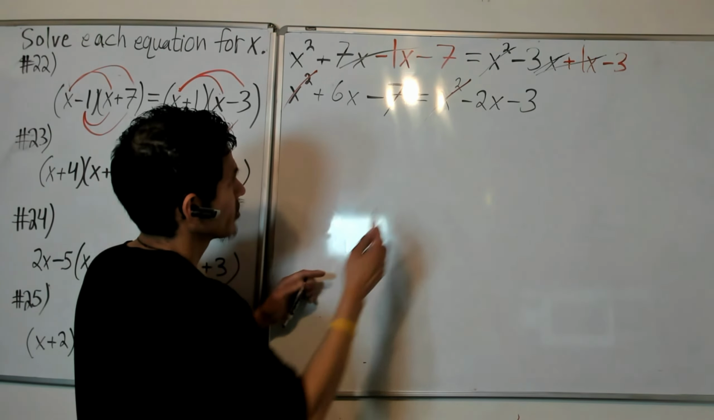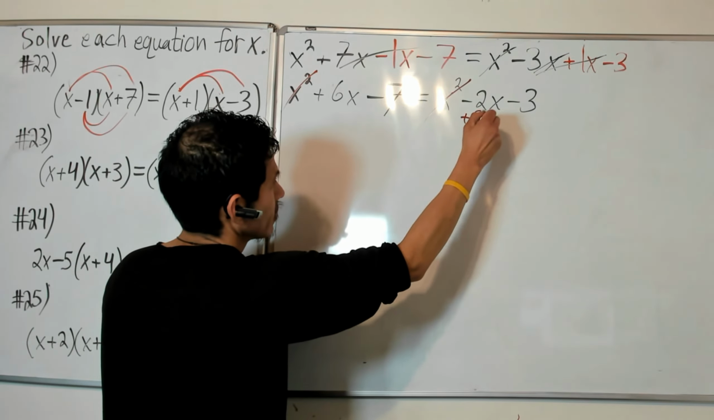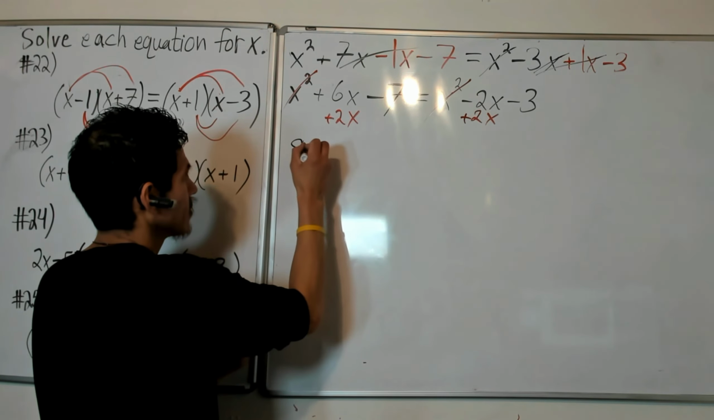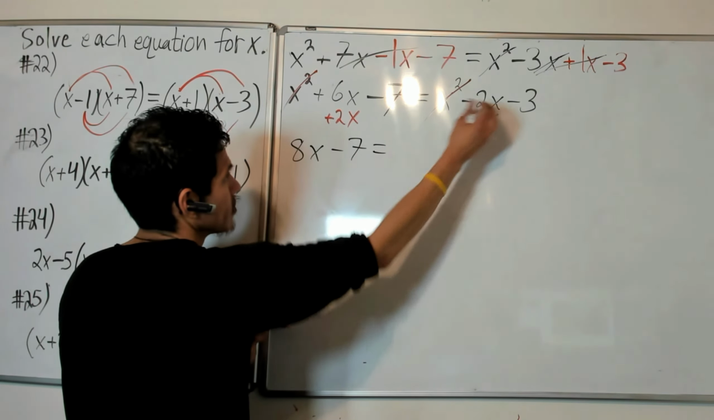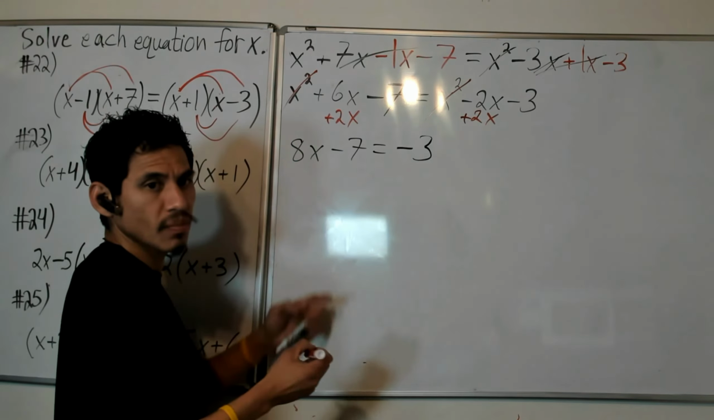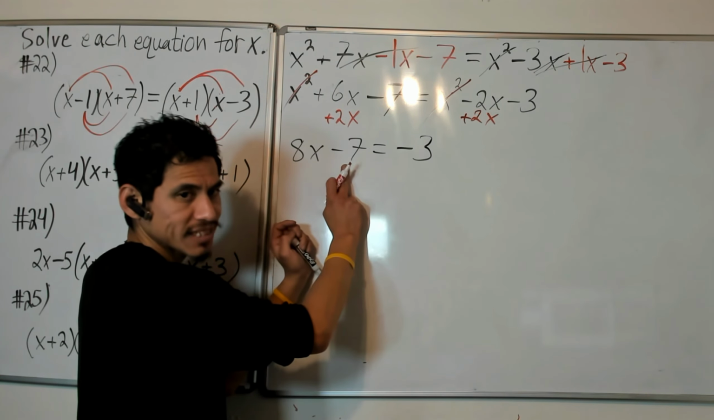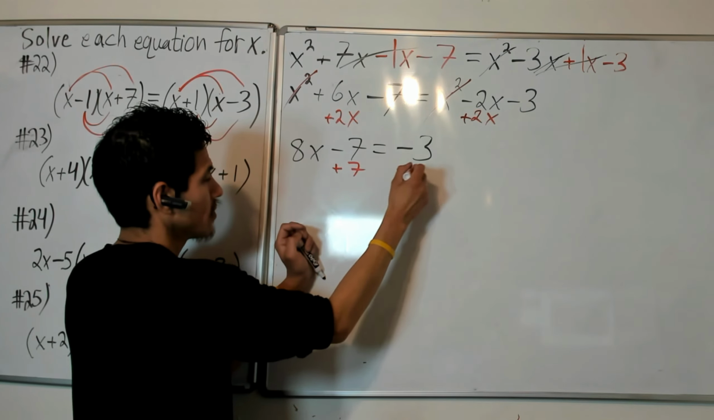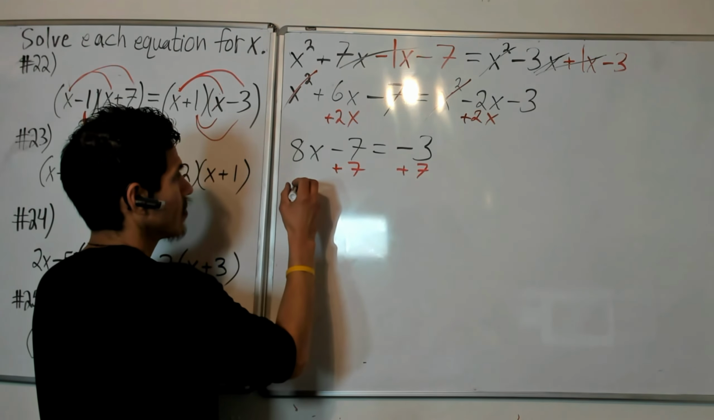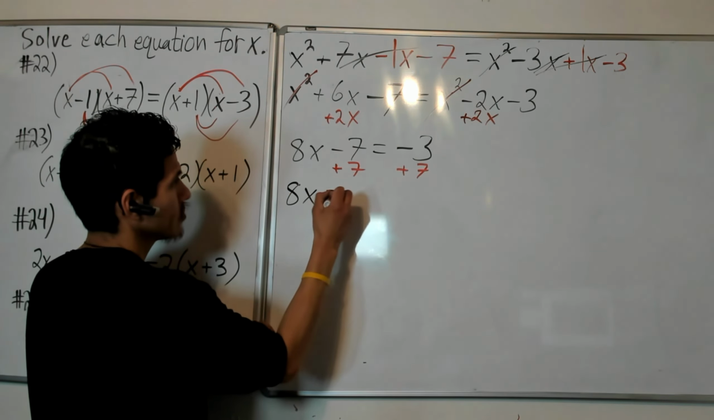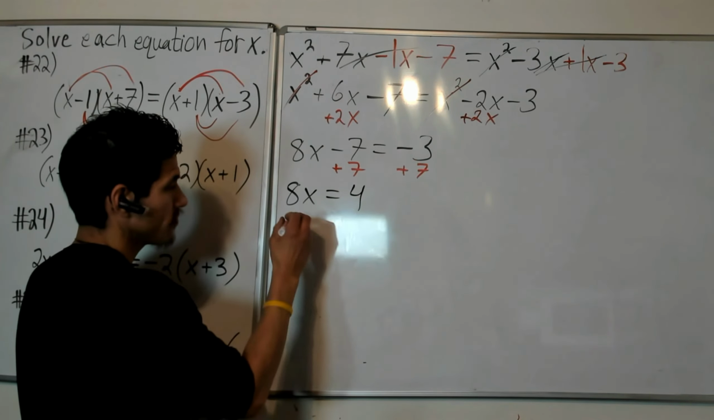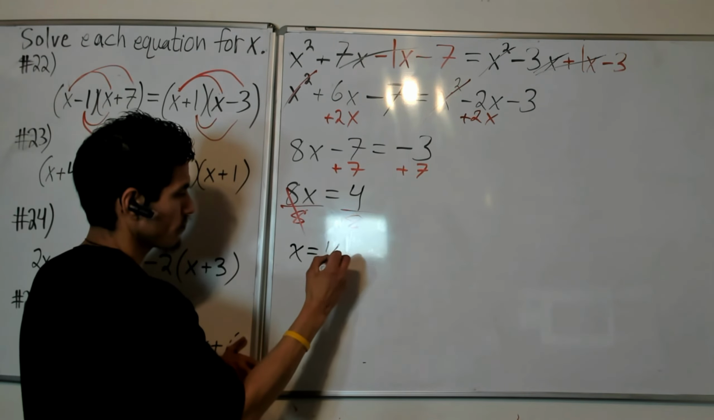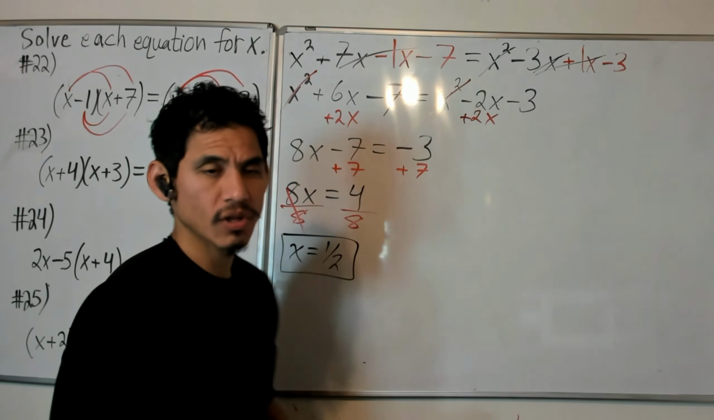Then what we can do is add the 2x to each side. So we'll get 8x minus 7 equals negative 3. And then we'll add this 7 to each side, and we'll get 8x equals 4. And dividing by 8, we'll get that x is 1/2. There you go.